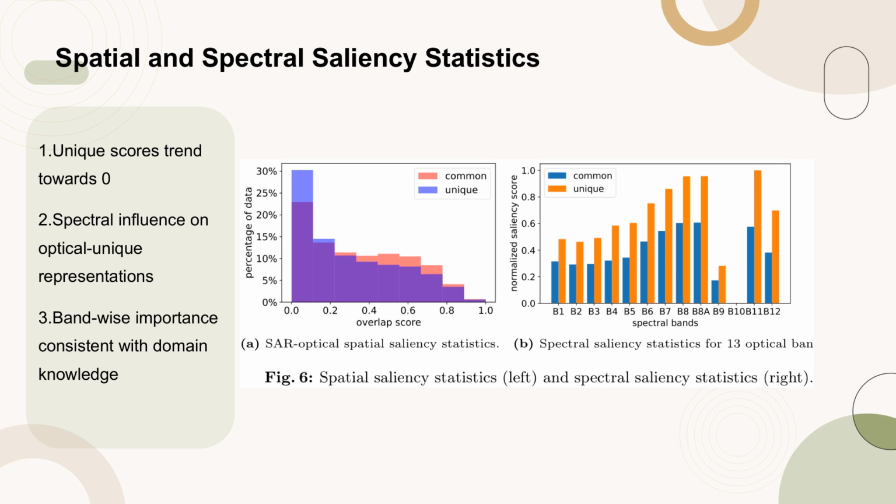On the other hand, Figure 6b illustrates spectral saliency statistics, confirming the significant influence of spectral information on optical unique representations. The band-wise importance distribution is consistent with domain knowledge, such as the importance of near-infrared bands and the lesser importance of atmospheric bands like water vapor and cirrus.